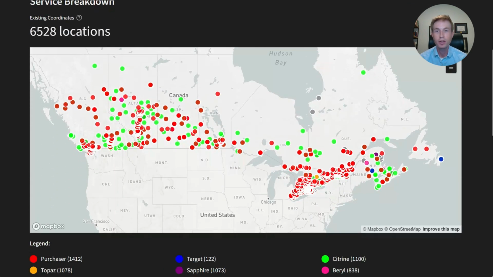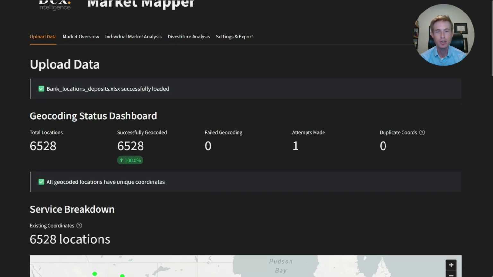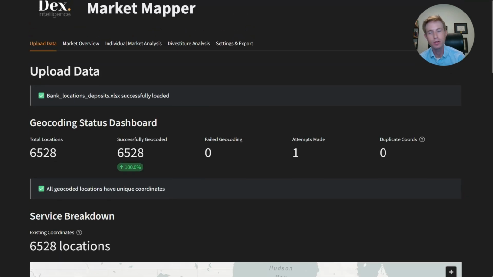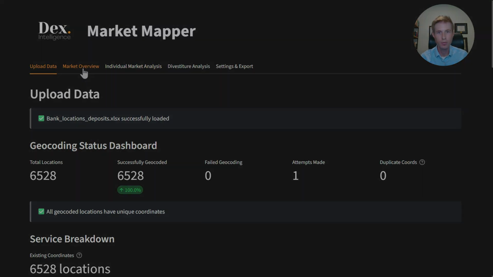So we begin by uploading basic location data, which is geocoded for us by the platform. Here we've got a large fictionalized data set including around 1,400 purchaser locations and 120 target locations, including hypothetical customer deposit estimates, which we will use for market share calculations. You might want to use different metrics or location counts for market shares, and the platform supports that.